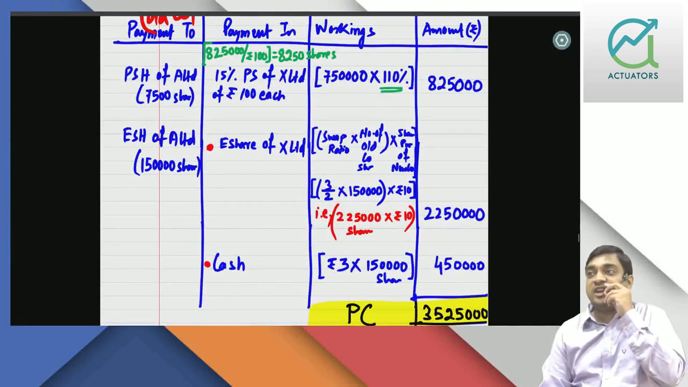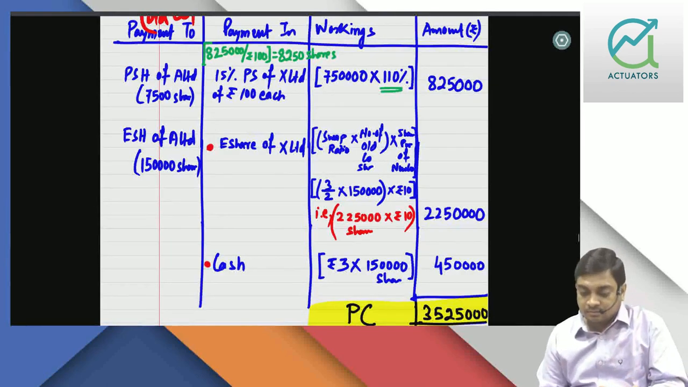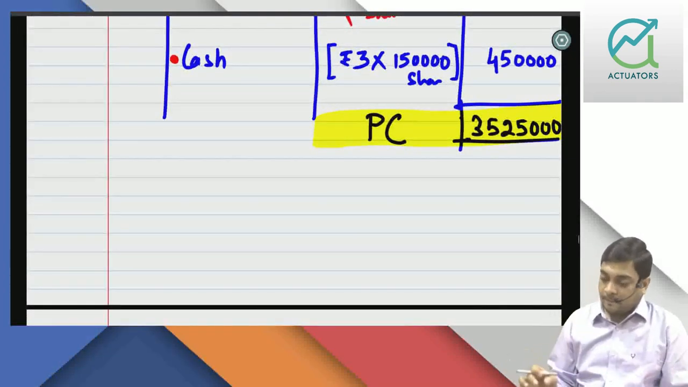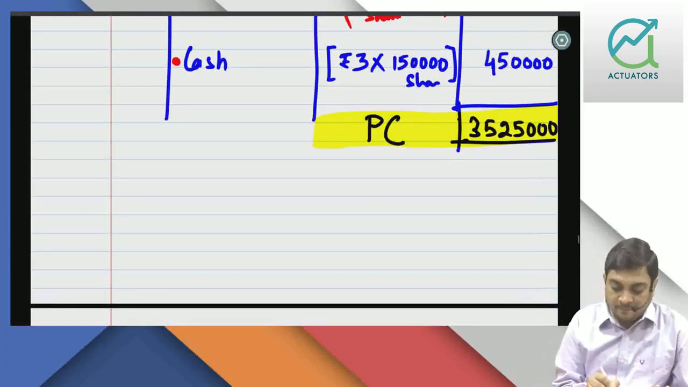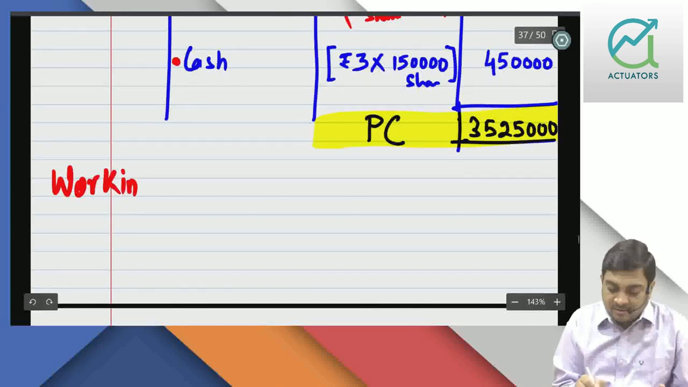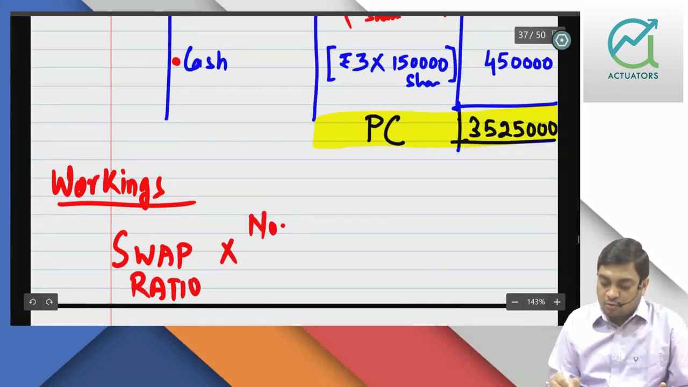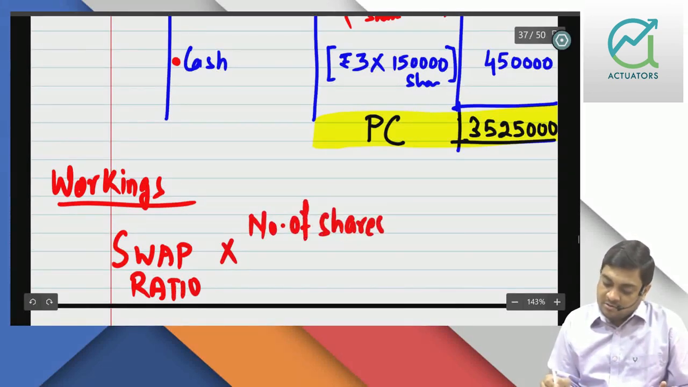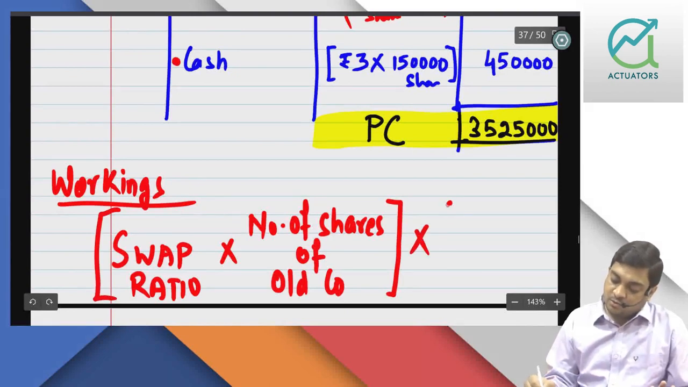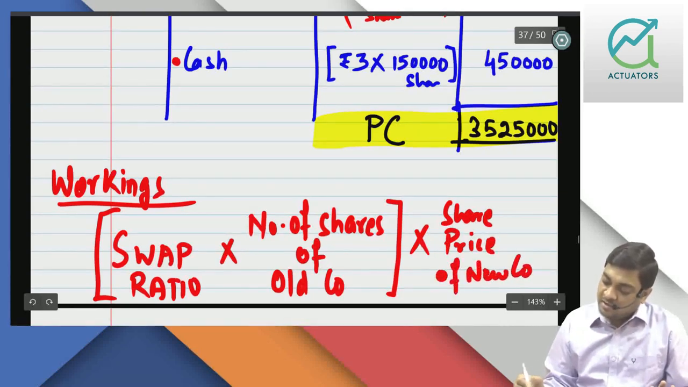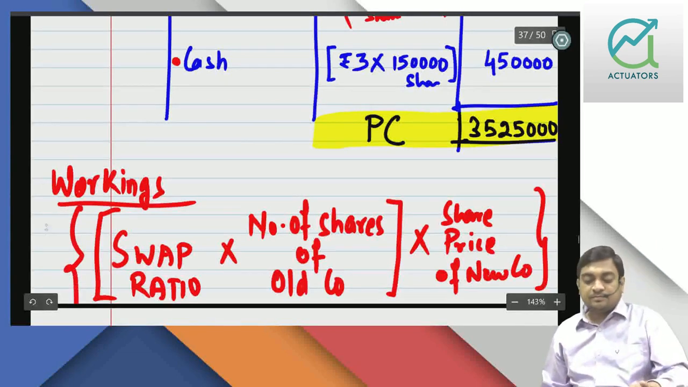Swap ratio means share exchange ratio, right? So I will show you here. Working markings: swap ratio into number of shares of old company into share price of new company. Right.